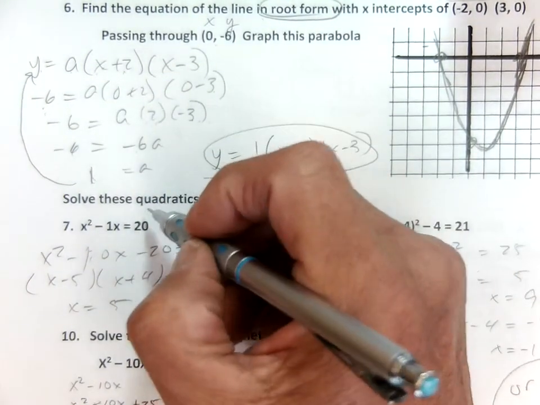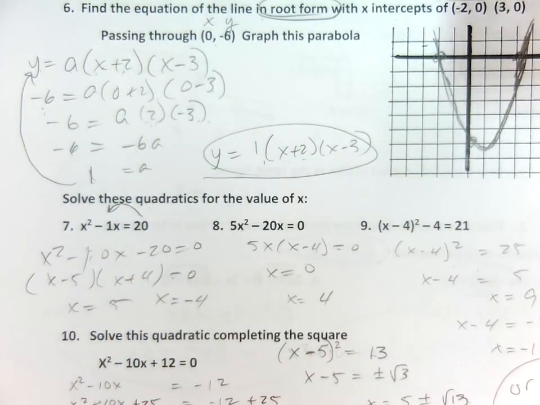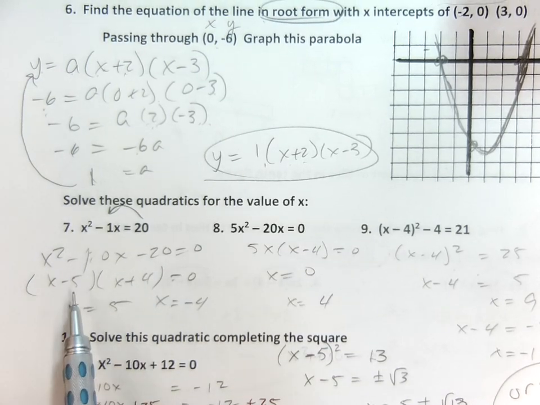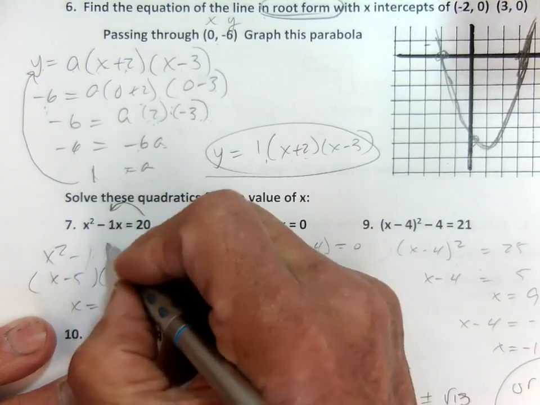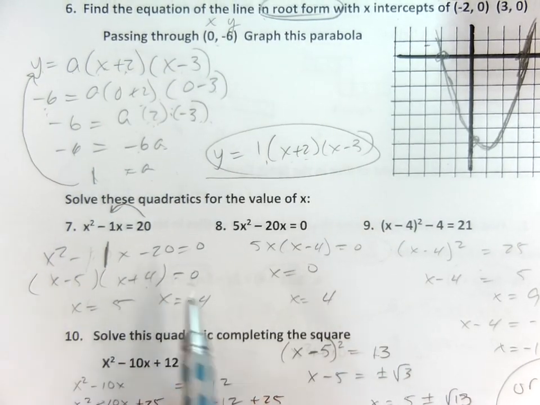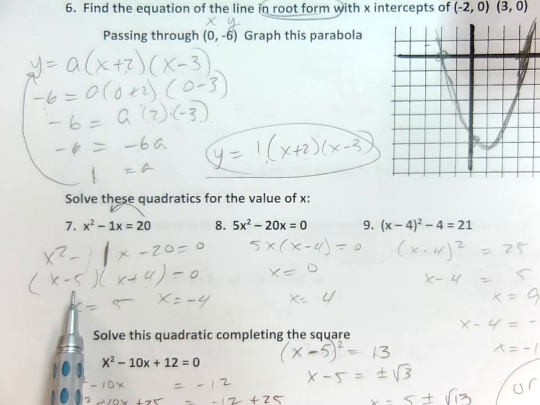7, I brought over the 20, and I got a negative 20, and then I factored negative 5. That looks like a 1. Negative 5, positive 4, but with the mini equations, it's just the opposite. It's going to be a positive 5 and a negative 4.